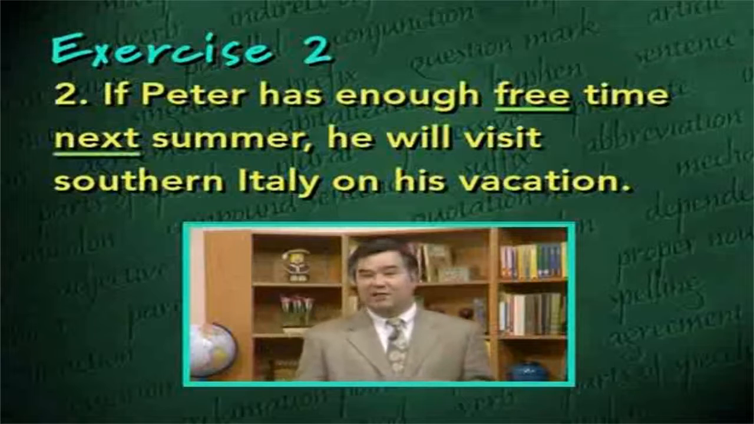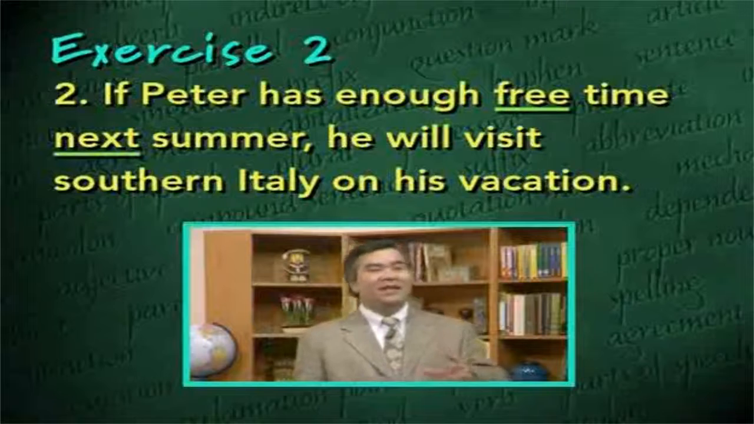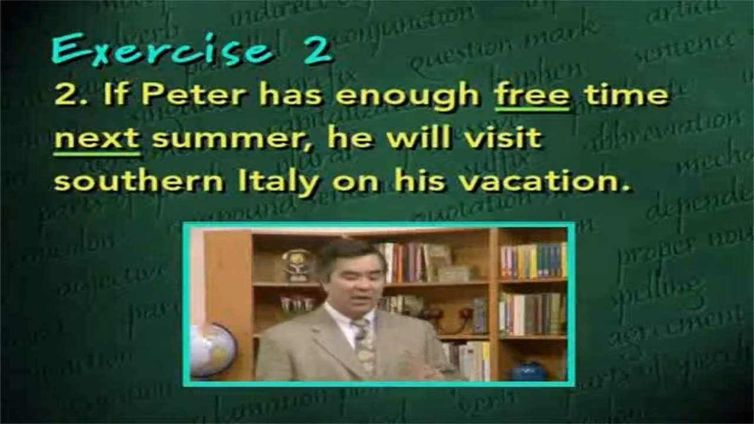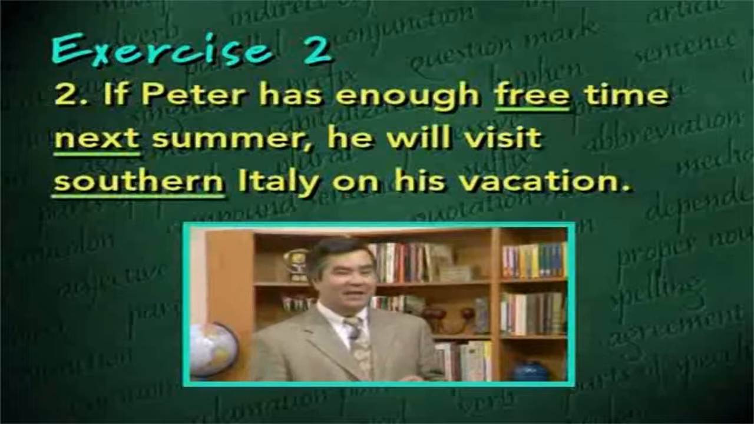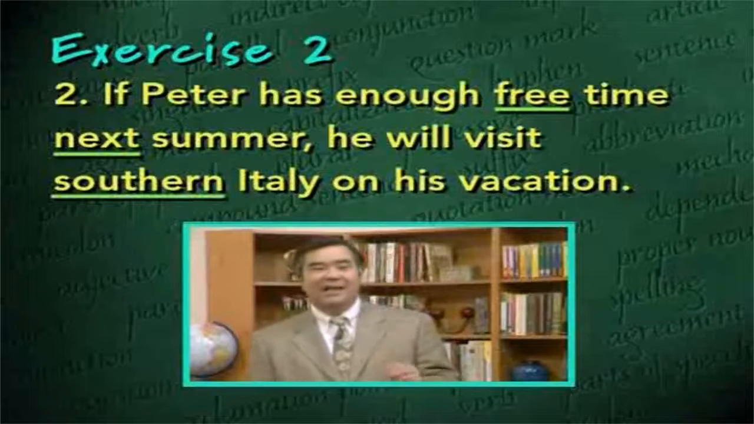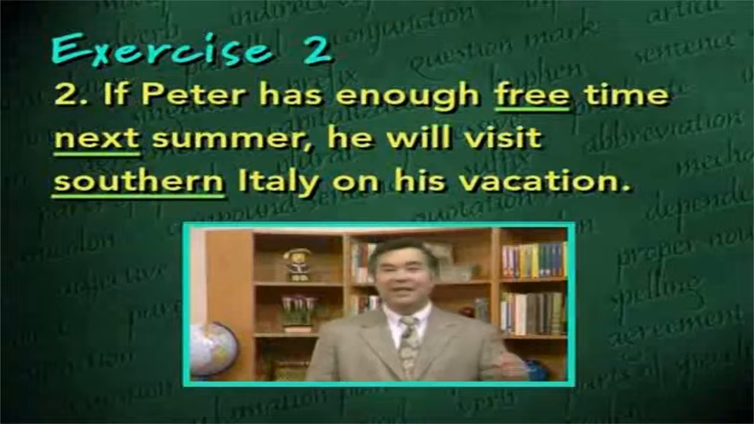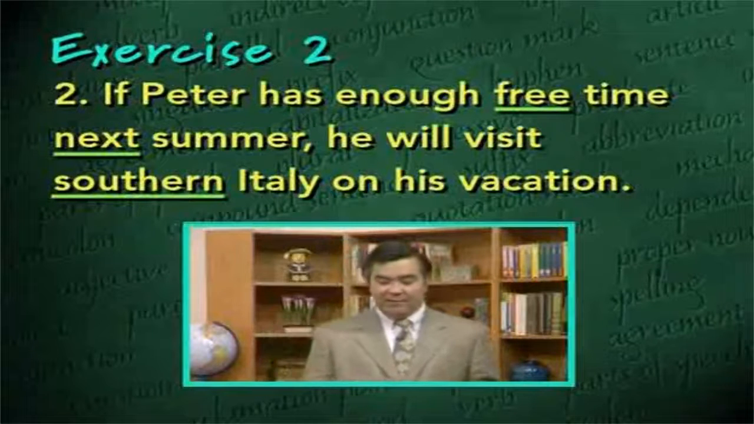Next is an adjective modifying the noun summer. It tells us what summer, which summer, next summer. It gives more information about the summer being referred to. Finally, southern is an adjective. It modifies the proper noun, Italy. It gives us more information about Italy, or it tells us more about Italy. What part of Italy? Southern Italy.